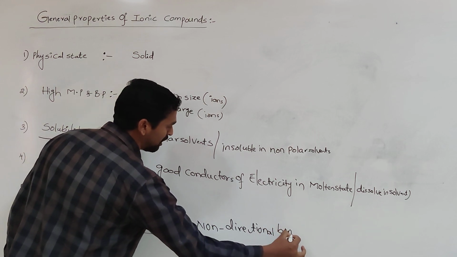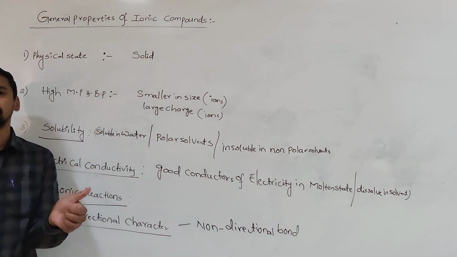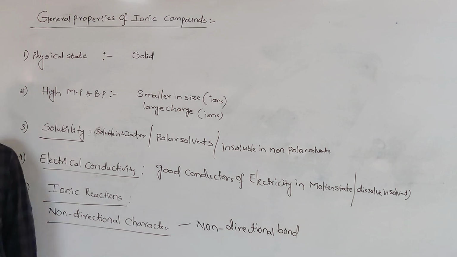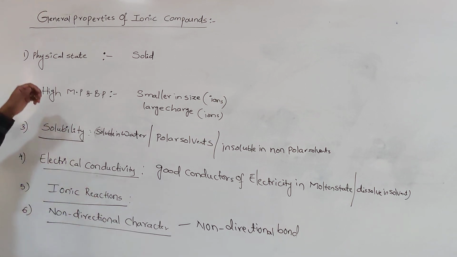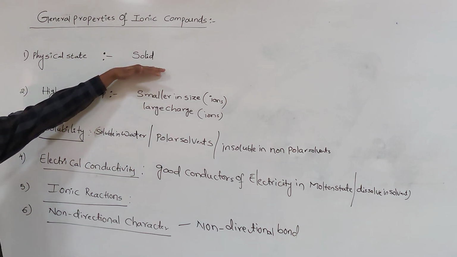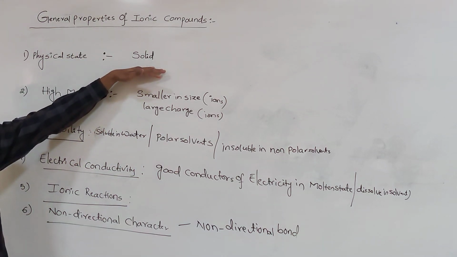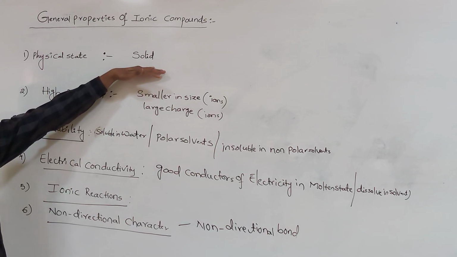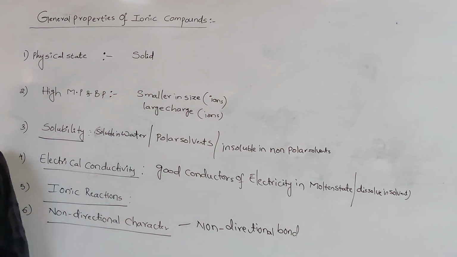But in the covalent bond, the bond is exactly present between the two nuclei. So that is a directional bond, but the ionic bond is said to be non-directional. So these are some important properties of ionic compounds. Most ionic compounds exist in solid state because the strong electrostatic force of attraction between the positive and negative ions holds them together very closely in three-dimensional space.